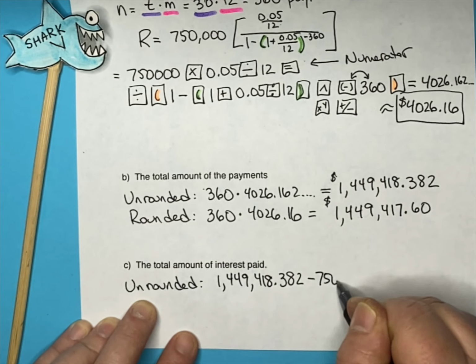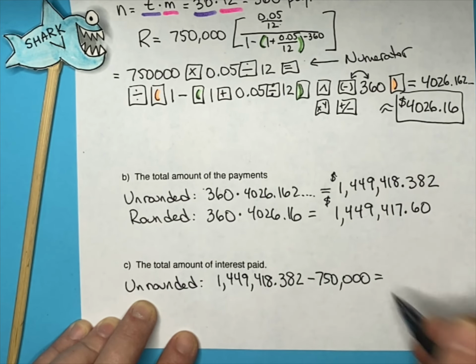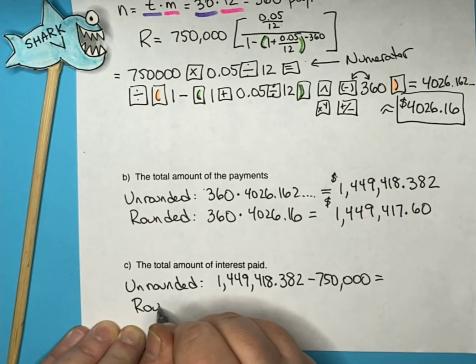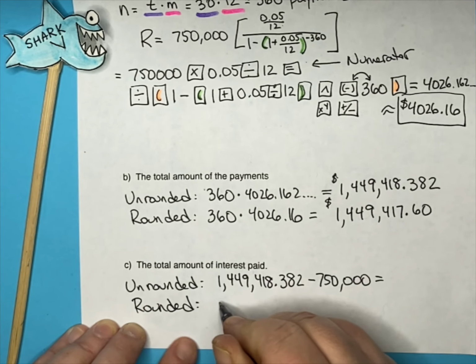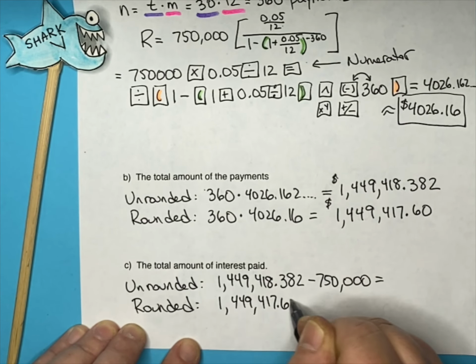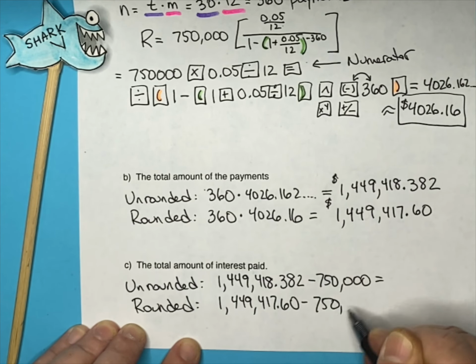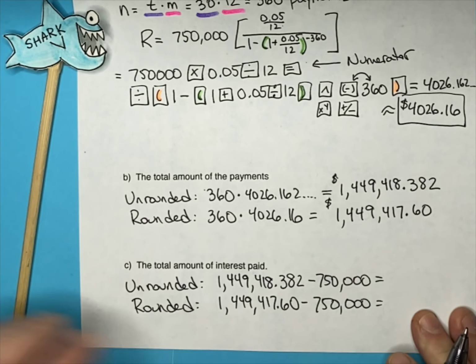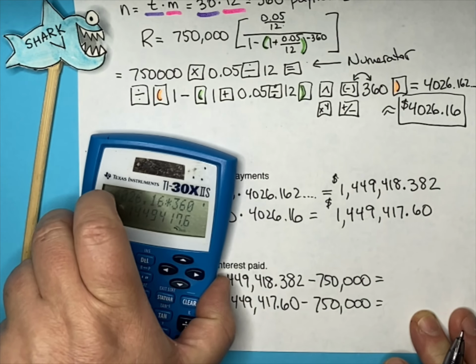So unrounded, $1,449,418.382 minus $750,000 will give you one thing, and the rounded amount, $1,449,417.60 minus $750,000 will give you a slightly different amount. That's the amount I have right here.